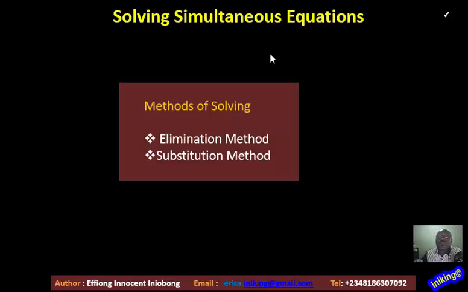We are looking at solving simultaneous equations. Before now, you must have encountered solving simple linear equations, where you have an expression like, say, 2x minus 5 equals maybe 13, and you have to solve for x.